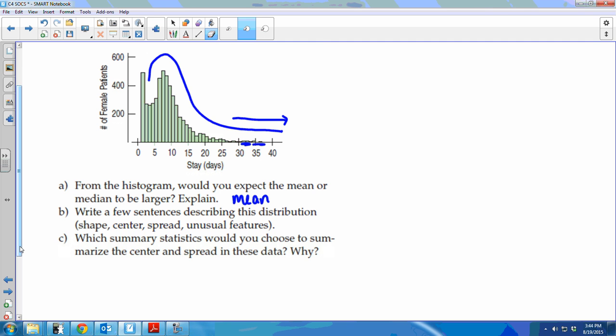Now it's just to write a few sentences describing the distribution. So we want to write in complete sentences. I'm not going to for sake of time right now. But we would say the shape is unimodal and skewed to the right.